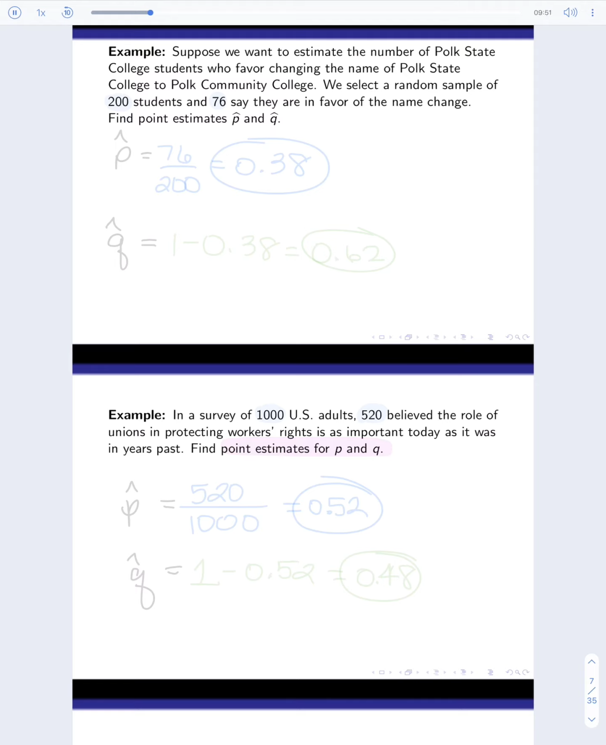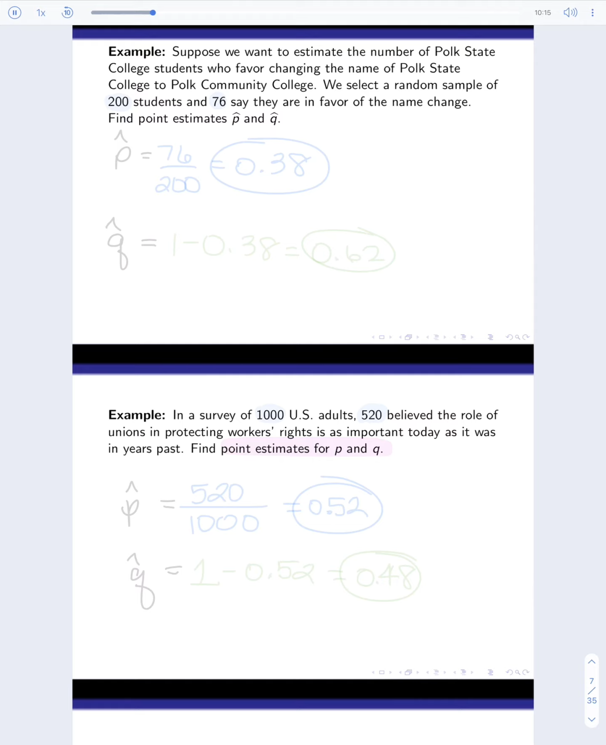This first example says, suppose we want to estimate the number of Polk State College students who favor changing the name of Polk State College to Polk Community College. We select a random sample of 200 students, and 76 say that they are in favor of the name change. And what we want to do is find a point estimate, p hat, and q hat.